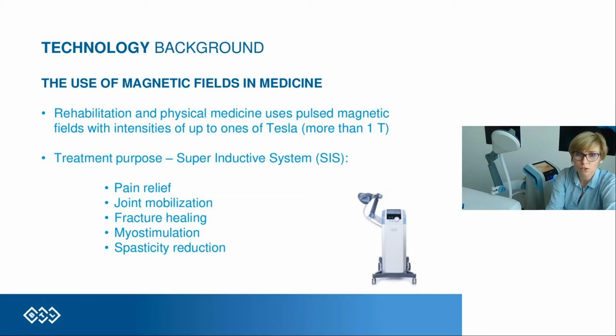What is also a huge advantage of this technology is fracture healing. I will say something more about this later on. The other option is to work with neurological patients, for example post-stroke patients or patients with cerebral palsy, to decrease their spasticity. This is a great option to prepare patients for some kind of exercises, gait therapy, or hand therapy, to decrease the spasticity before working with the patient manually.